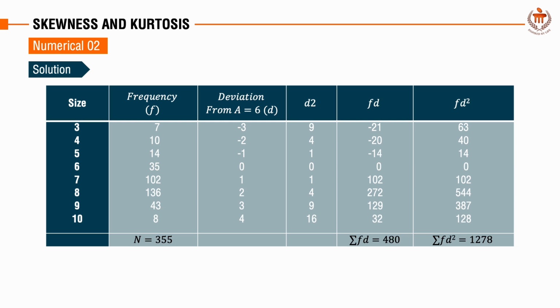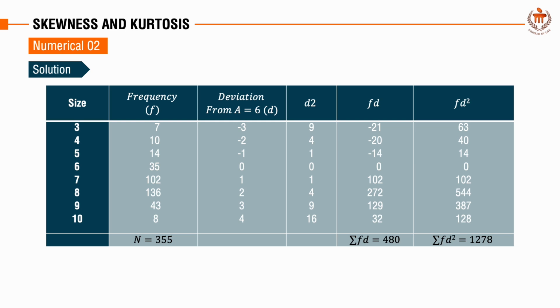Here we take the deviation to simplify the calculation. We can directly use summation of fx by summation of f, or we can use d. d is equal to x minus a. Let my assumed mean be 6. So d is equal to x minus 6. So 3 minus 6 is minus 3, 4 minus 6 is minus 2, 5 minus 6 is minus 1, 6 minus 6 is 0, 7 minus 6 is 1, 8 minus 6 is 2, 9 minus 6 is 3, 10 minus 6 is 4.